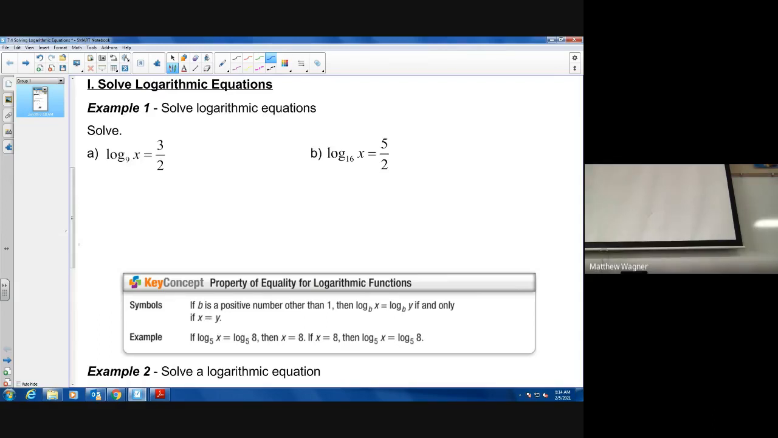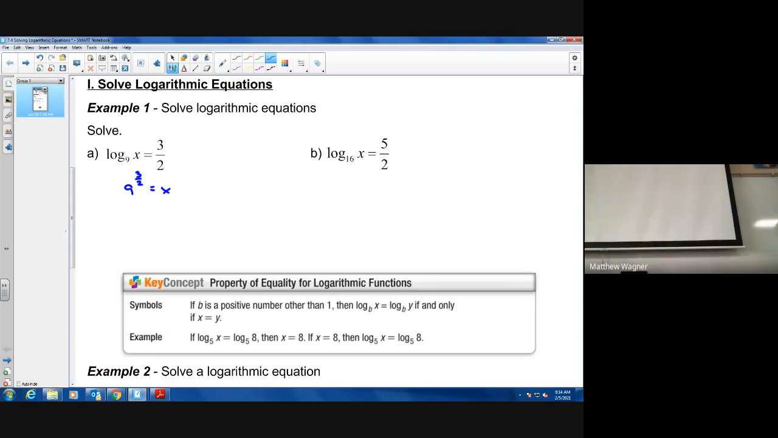But we're just looking at examples of solving logarithmic equations, so your understanding of powers and how they play out into exponential form is going to be super important today. Okay? If you remember from yesterday, logs can be written in exponential form. We could do 9 to the 3 halves equals x.